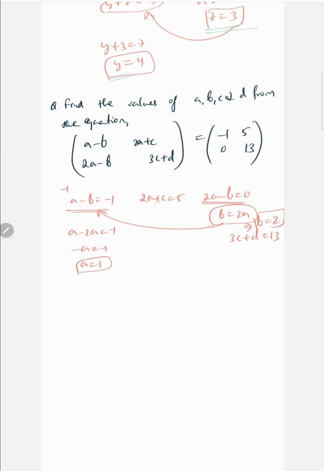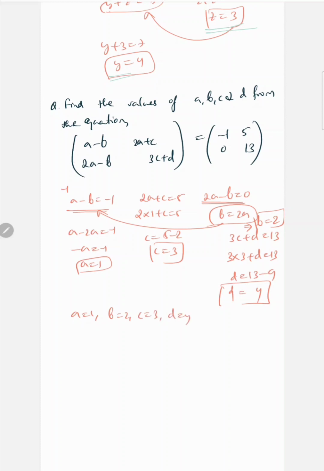We got a is equal to 1. So putting a is equal to 1 in this equation, 2 into 1 plus c is equal to 5, c is equal to 5 minus 2. So c is equal to 3. Putting c is equal to 3 in this equation, 3 into 3 plus d is equal to 13, d is equal to 13 minus 9. This is 4. d is equal to 4. So therefore we got a is equal to 1, b is equal to 2, c is equal to 3 and d is equal to 4. This is how we can find the values of unknowns using the concept of equality of matrices.